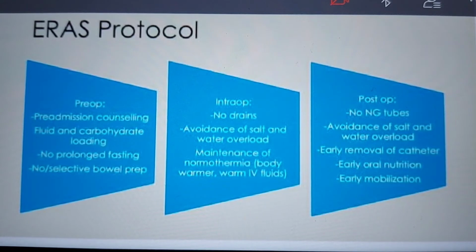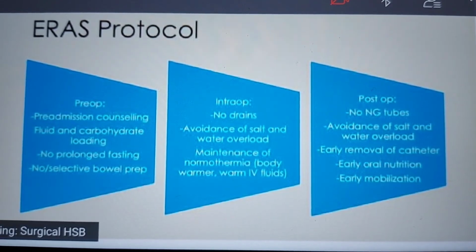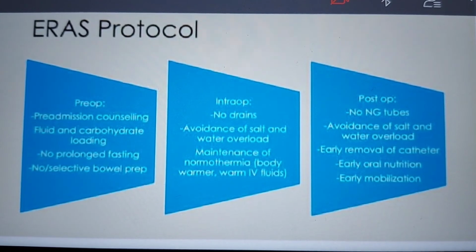So pre-op, usually we will give pre-admission counseling, fluid and carbohydrate loading in terms of carbohydrate drinks. We advise no prolonged fasting, and no or selective bowel prep, for example in rectal CA. And in terms of intra-op, no drains, avoidance of salt and water overload. Hence, because we have learned just now, the activation of the renin-angiotensin system will cause water and sodium retention. Maintenance of normothermia can be applied by body warmer and warm IV fluids.